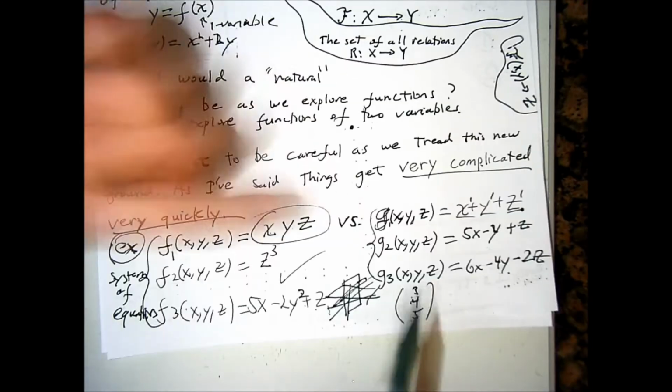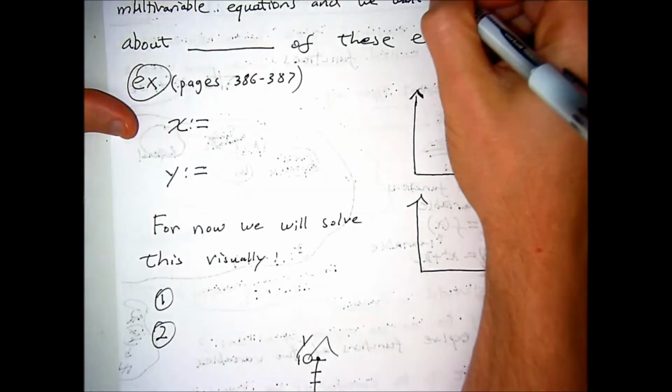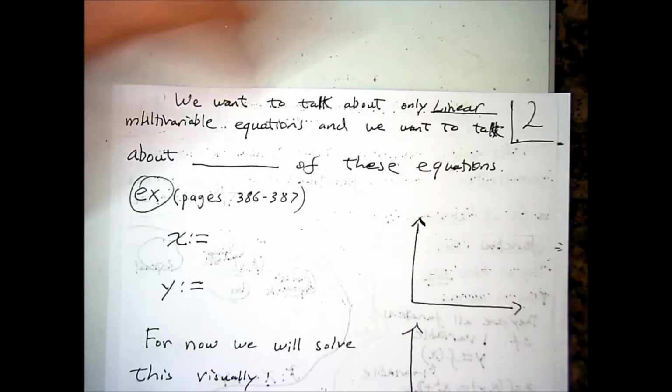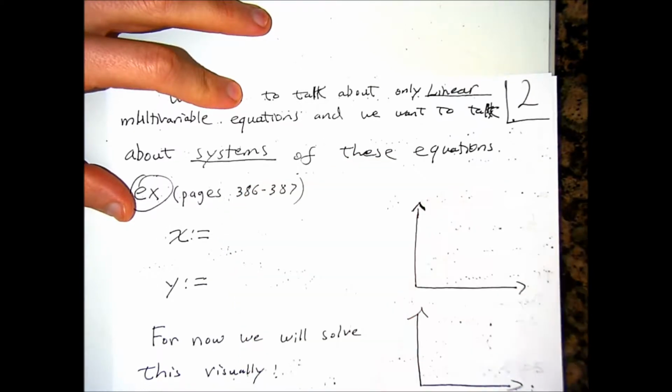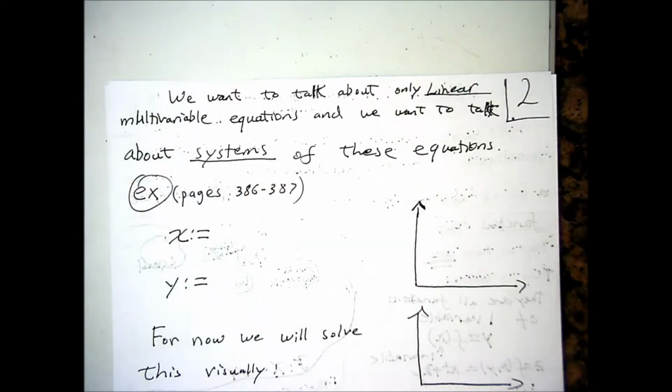Okay, so this is what we want to talk about because this is nicer. Hopefully I didn't babble on too much there. We want to only talk about linear multivariable equations, and we want to talk about systems of these equations. Because, like I said, you need at least as many equations as you have variables if you really want to find a number for each of those variables. Okay, so let me stop babbling. We'll do an example.